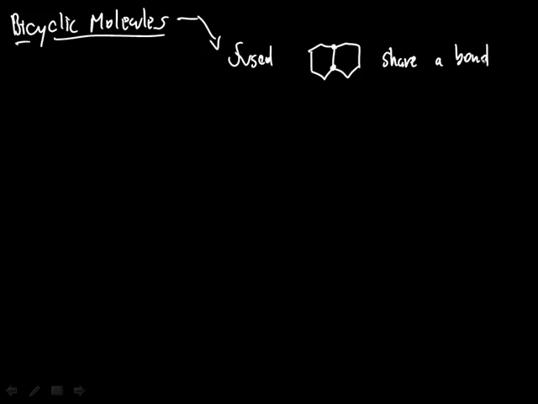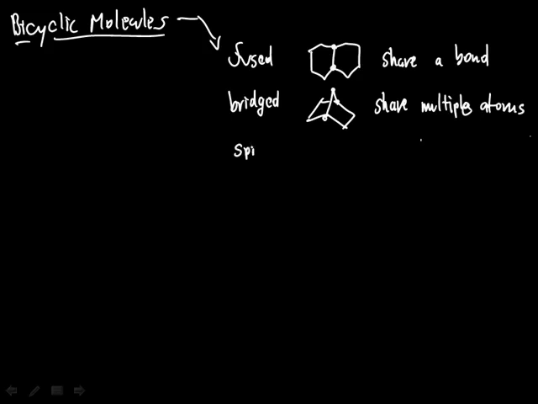Or they can be bridged, such as here, where they share more than two atoms. And the final arrangement is the so-called spiro, which is actually relatively rare, but here the systems share just one atom.